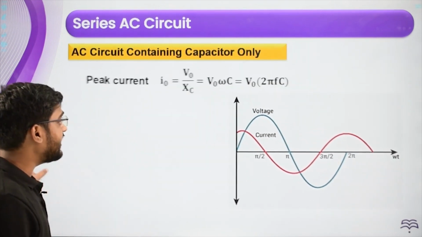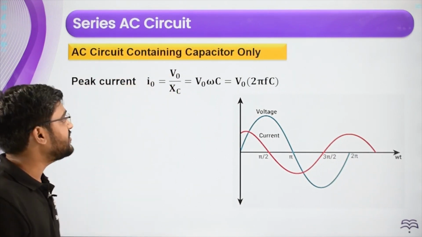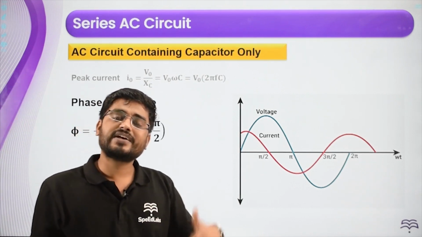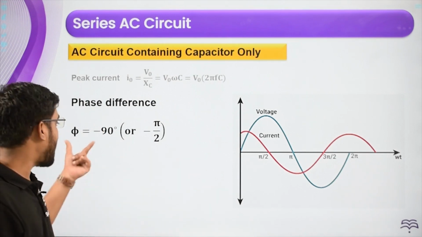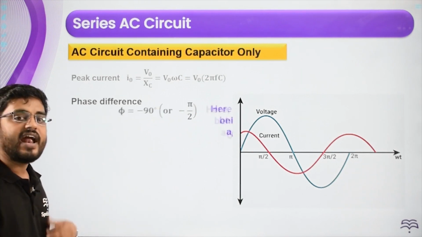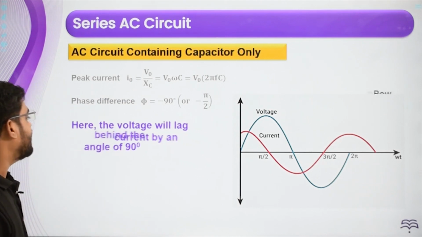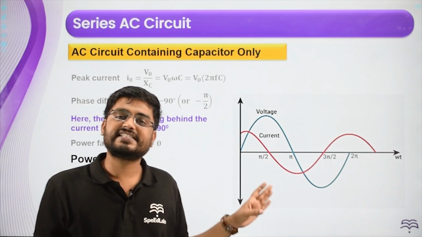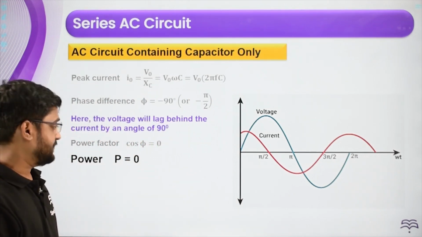Now again, what is my peak current? Peak current is peak voltage by Xc. Xc is 1 by C omega, right? And the phase difference was 90 here. And who was ahead? The voltage was behind, current was ahead. So I am always writing for voltage. The phase difference is minus 90 degrees, and cos phi, the power factor, is cos of minus 90, which is again 0. Voltage will lag, the power factor is 0, and if the power factor is 0, then power, Vrms Irms cos phi, will also be 0.